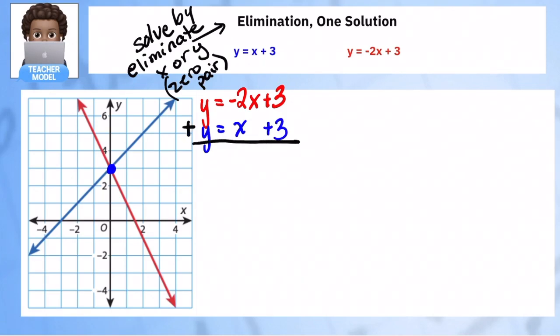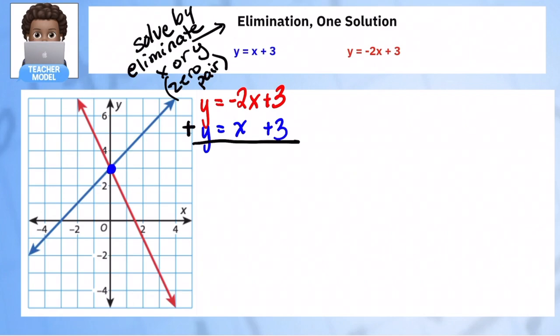Now, if I were to add them as is, I would just end up with 2y is equal to negative x plus 6. But our goal is to somehow eliminate one of these variables. And when we eliminate one, we can solve for the other. So if there was a way to eliminate this x, I could solve for y. That's going to be our goal.